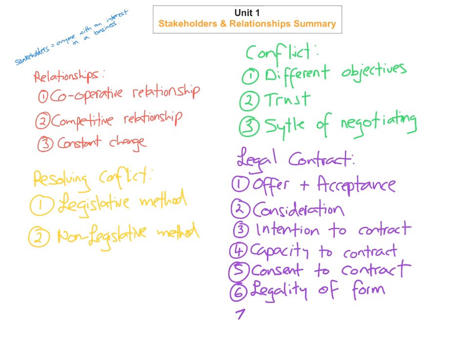And the last one, the seventh one, is legality of purpose. And this means that basically the contract must not be illegal, and agreements to commit a crime will not be held up in court. So if it's illegal, it can't be made. It won't hold up in court, even if one of the parties breaks it.